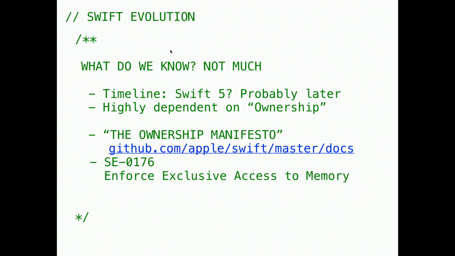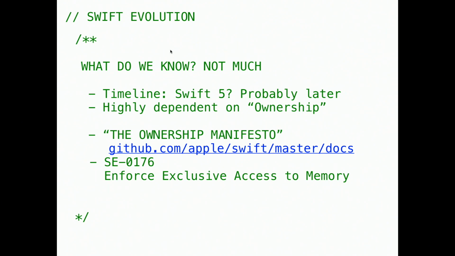So ownership is about adding these annotations to the language where we'll be able to tell the type system something about whose responsibility it is to clean up memory. And then the compiler is going to be able to statically analyze what we're doing and do that very efficiently. So that's a really high-level, probably incorrect explanation of ownership. But if you check out this ownership manifesto on the Swift repository, it's in the docs directory on GitHub, they talk a lot about what they have in mind.